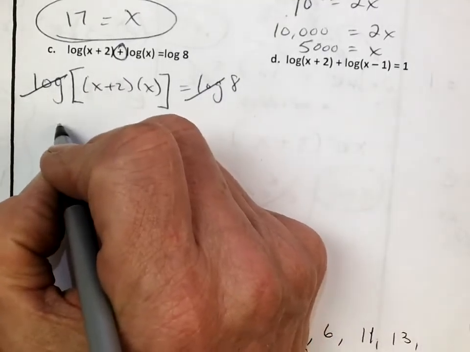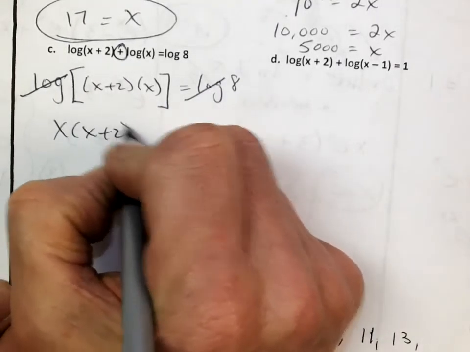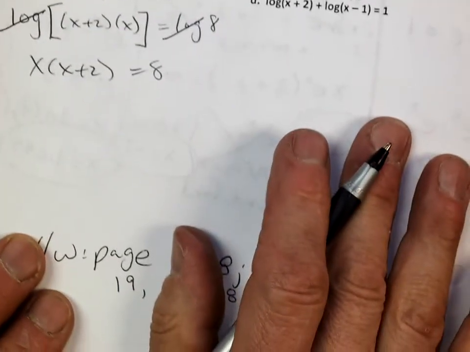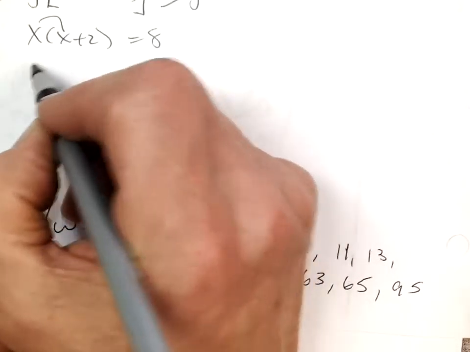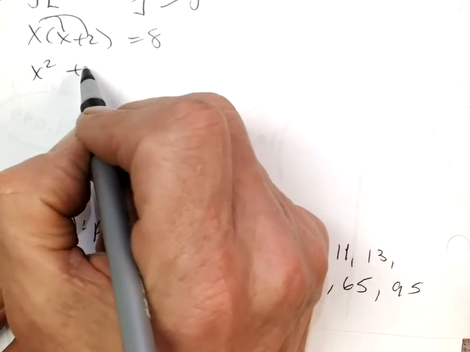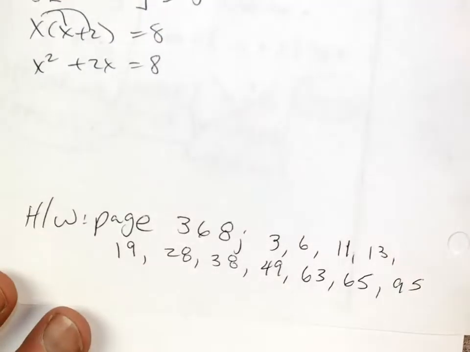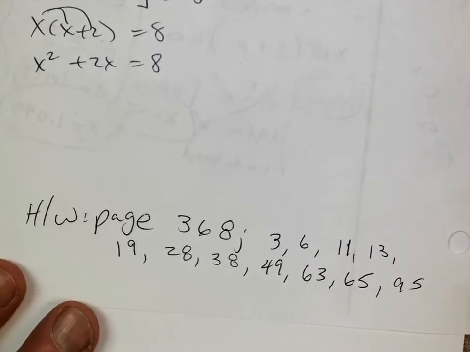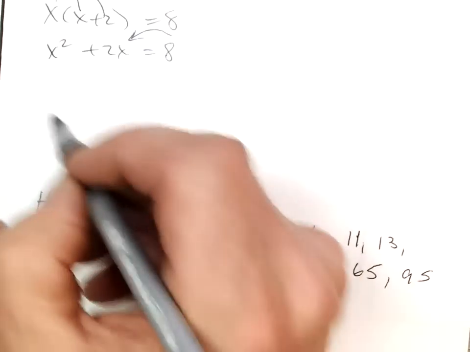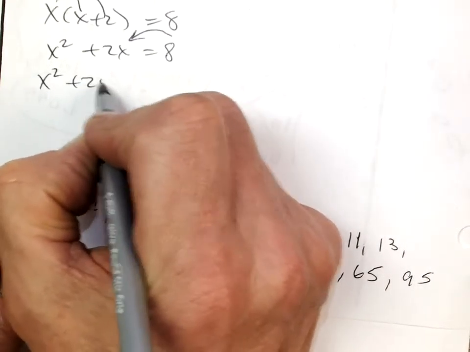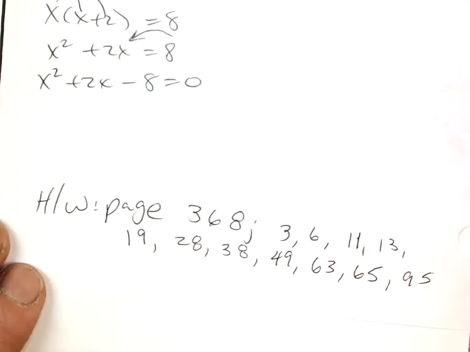So then you really get an x times an x plus 2 equals 8. Oh man, it looks like a little bit of algebra. X squared plus 2x equals 8. I think we're going to have to do the F word again. Looks like an F word. Factor. Bring over the 8. X squared plus 2x minus 8 equals 0, right?